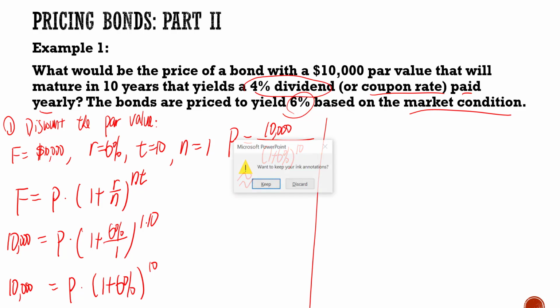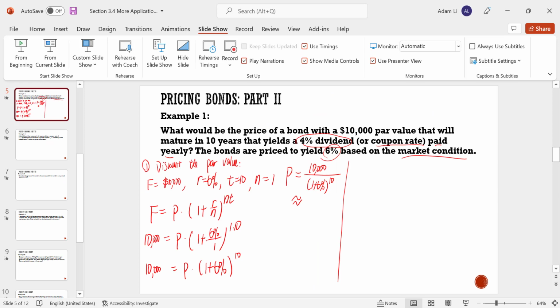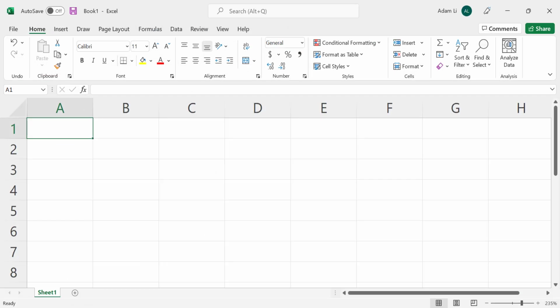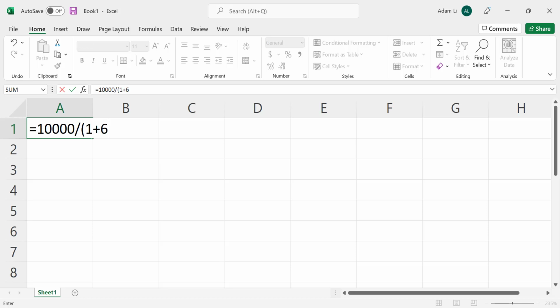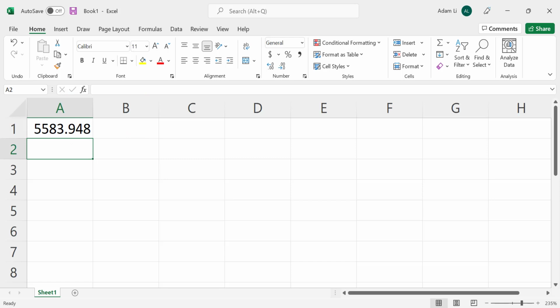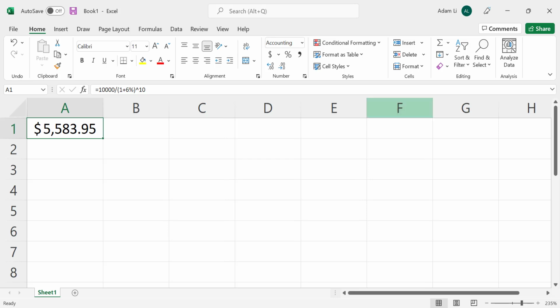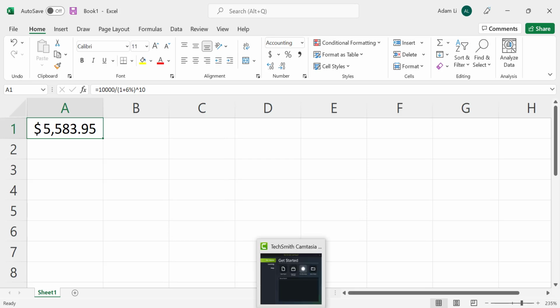So now we're going to use Excel to do this. One more time, let's open Excel. So equal to 10,000 dividing by 1 plus 6% raised to 10th power. Okay. And if you hit enter, you get a bond price from the discount of the par value. So this is $5,583.95.